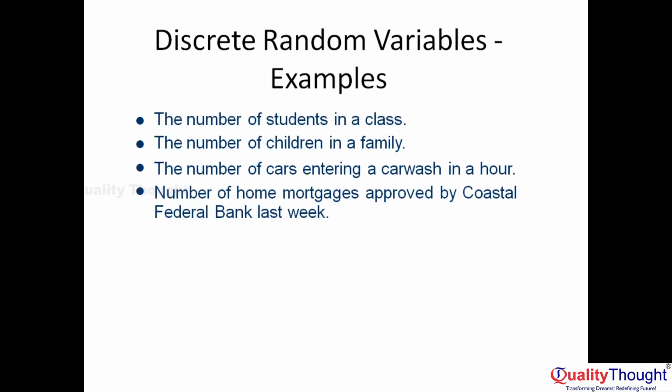Discrete random variable examples: number of students in a class, number of children. See, all these things are based upon the count. How do you count the people? How do you count each and every event? Number of cars entering a car wash, number of home mortgages approved by the Federal Bank. All these are different examples of the discrete.